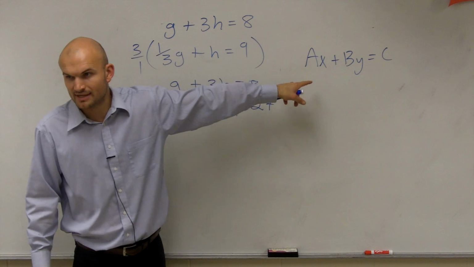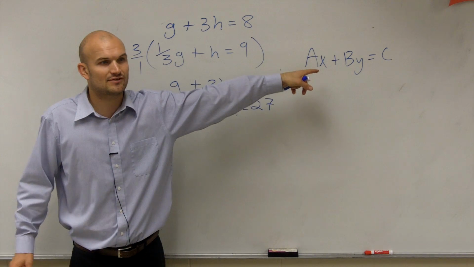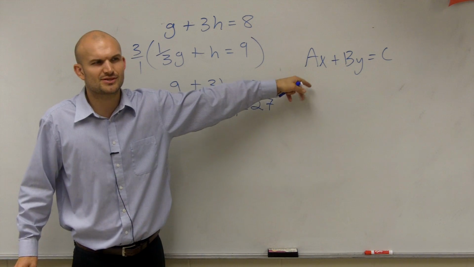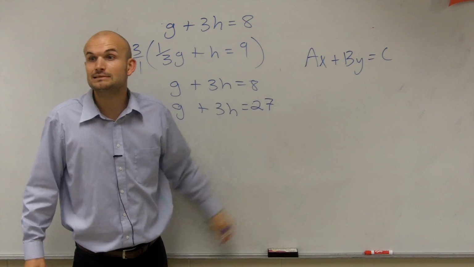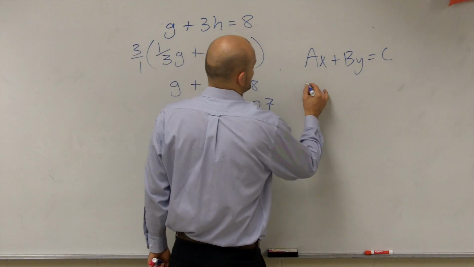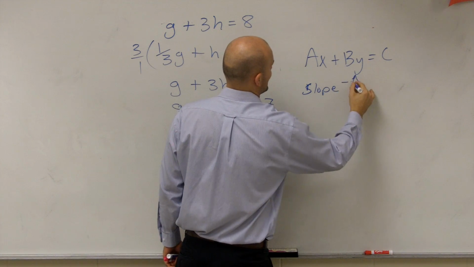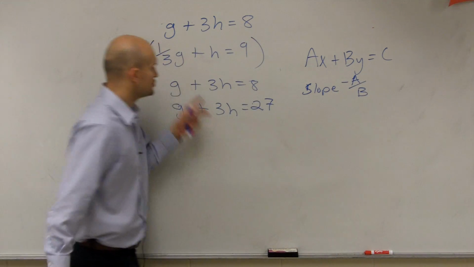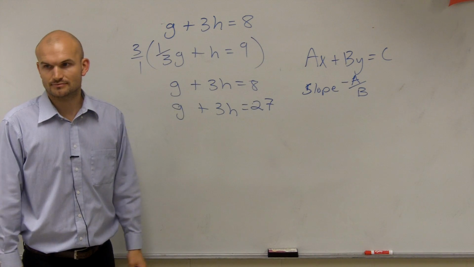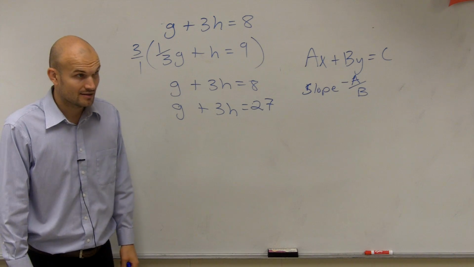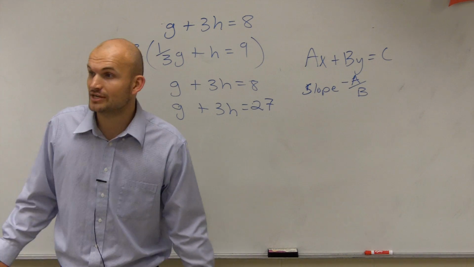This is standard form, right? Does anybody remember what the slope is in standard form? Anybody remember what the slope is? No? You guys all forgot? Your slope is opposite of A over B. Do these have the same slope? They do then, right? So what type of lines are going to have the same slope?